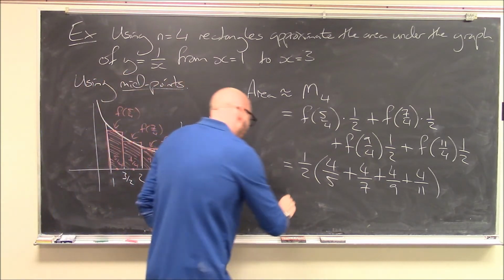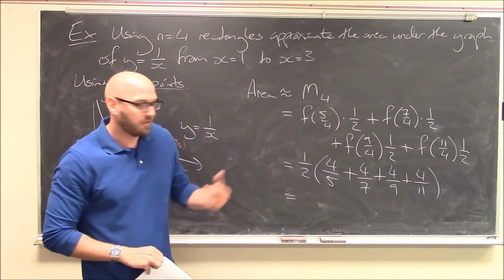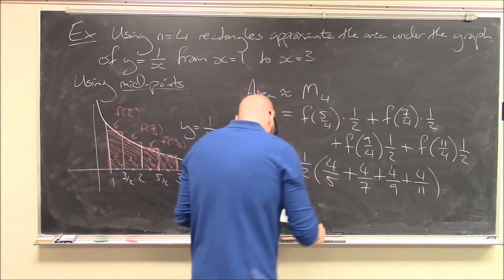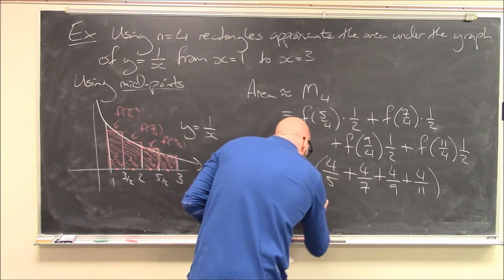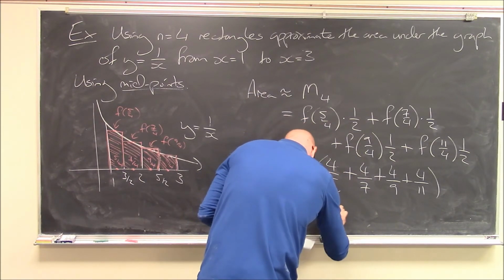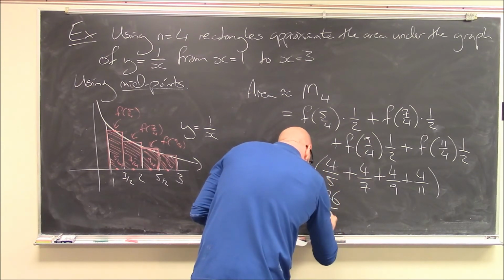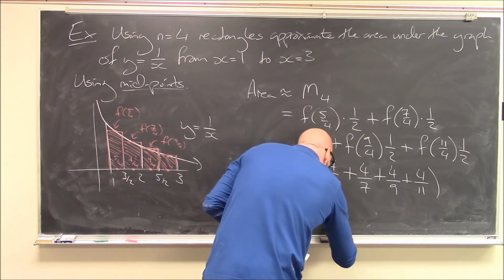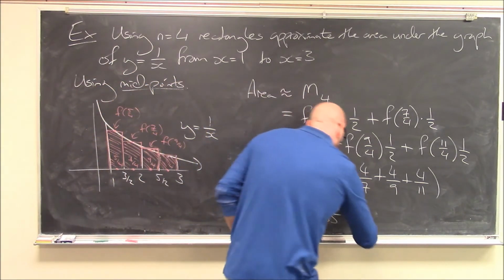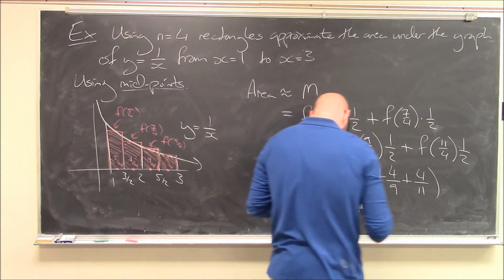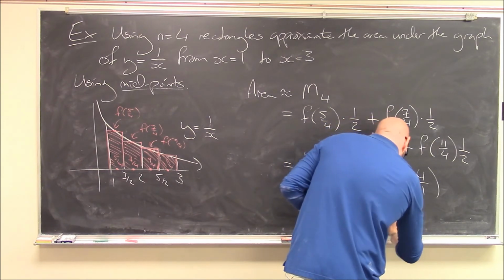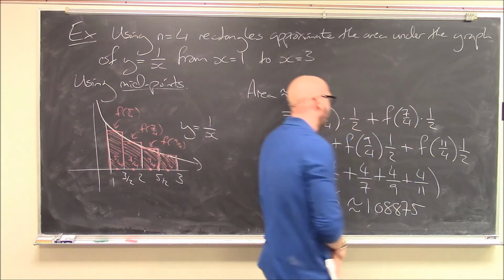And what I've done is I've actually simplified this. This is of course a long process. You have to put these over a common denominator and simplify the whole thing. This is actually exactly equal to 3,776 over 3,465, which, if you want a decimal approximation, is approximately 1.08875.